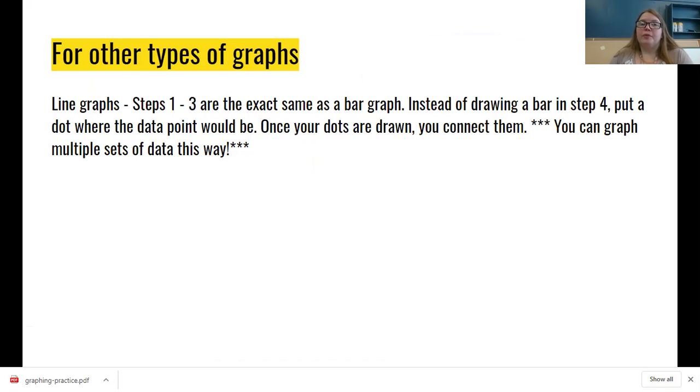You can also do more than one set of data on the same line graph. You would do one set of dots, connect them with one color. Then you can go back and do another set of dots. Let's say one was the change over time with my control group, and one was change over time with my test group. They could both be on the same graph, just in different colors. So we can do it that way.